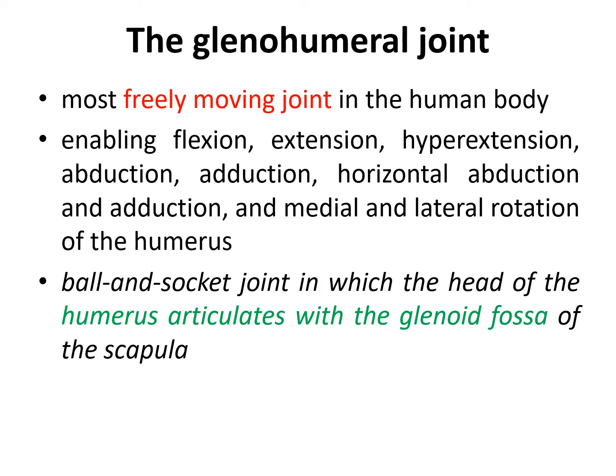The fourth articulation is the glenohumeral joint. It is one of the most freely moving joints in the human body, that it enables flexion, extension, hyperextension, abduction, adduction, medial and lateral rotation of the humerus. The glenoid fossa is less curved than the surface of the humeral head, that it enables the humerus to move linearly across the surface of the glenoid fossa in addition to the rotational capability.